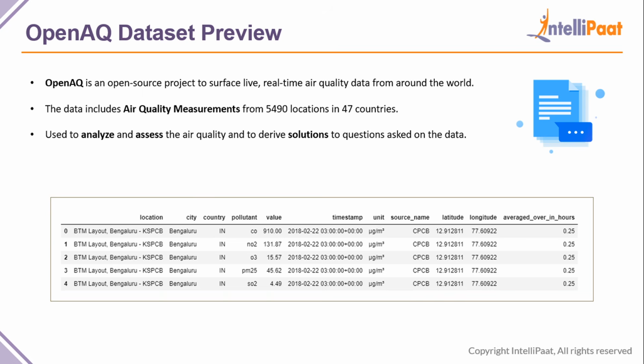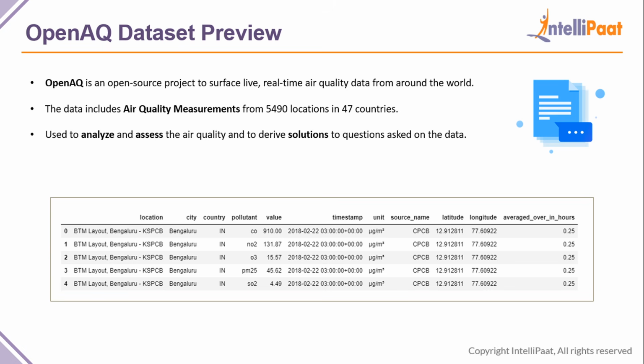So the problem that we have at hand is basically considering the OpenAQ data set. OpenAQ is an open source project which gives us the air quality measurements of places around the world. There are 5,490 locations where data is measured from, across 47 countries around the world. It gives you real-time air quality, surface air quality, and much more from around the world, right?